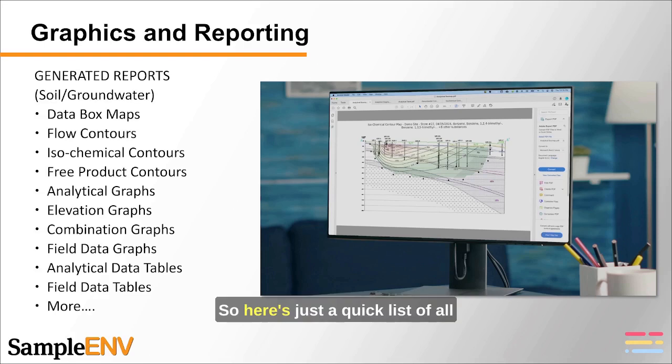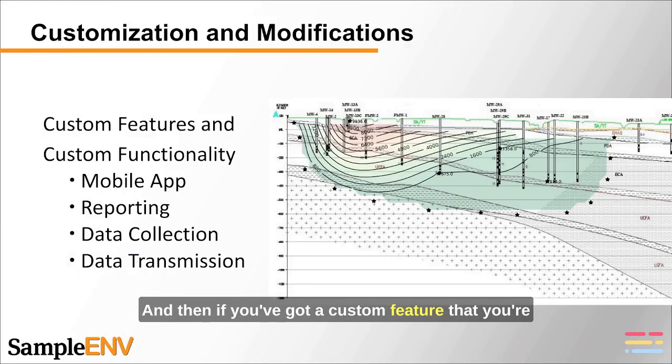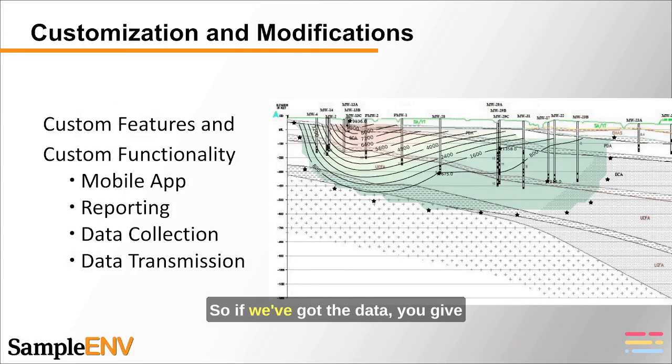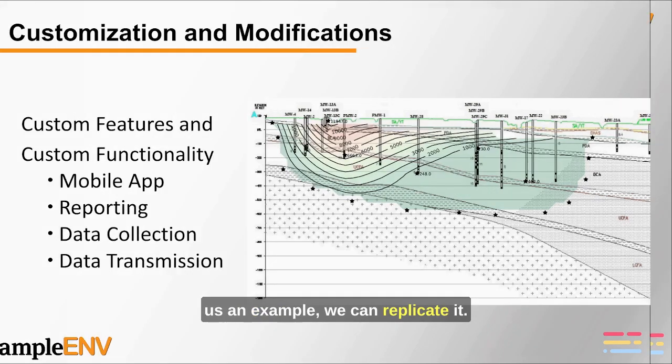So here's just a quick list of all the different graphics that we can do. We're adding more types of graphics and more variations all the time. Software is never done, so we keep adding more and more features. And if you've got a custom feature that you're interested in, and we have the data, we can likely replicate that custom graphic that you're looking for. If we've got the data, you give us an example, we can replicate it.